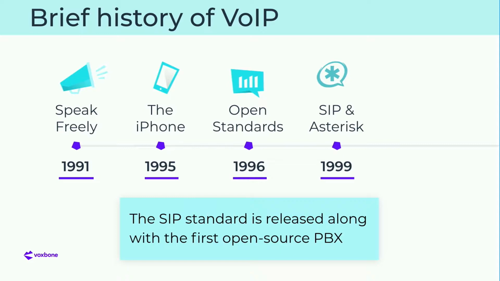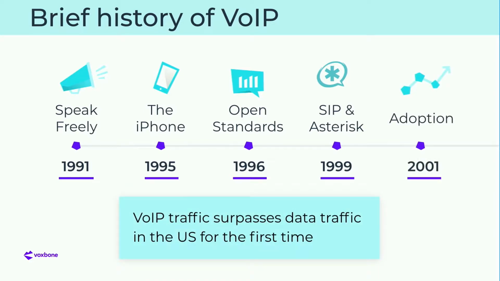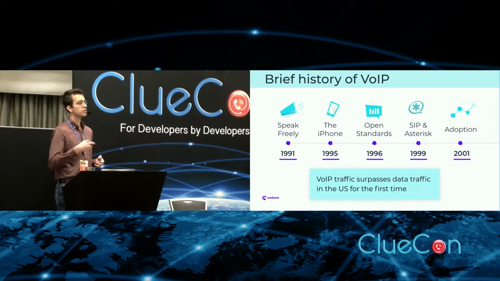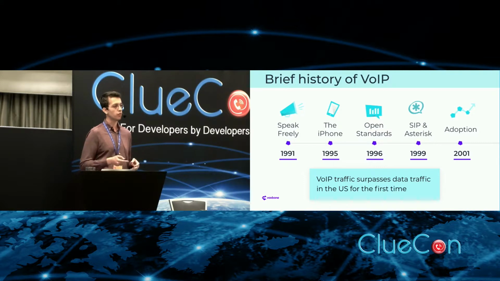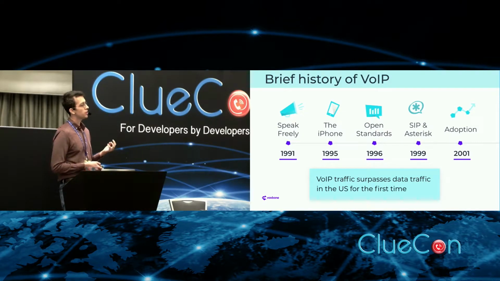And 3 years later, the SIP standard was released along with the release of Asterisk, the first open source PBX platform that allows anyone to build their own IP telephony system or anyone to offer that as a service to their customers. And obviously after that, the adoption and the benefits were more clear to businesses on moving to an IP solution. And 2001 marked the milestone of voice traffic surpassing data traffic over IP for the first time in the US.